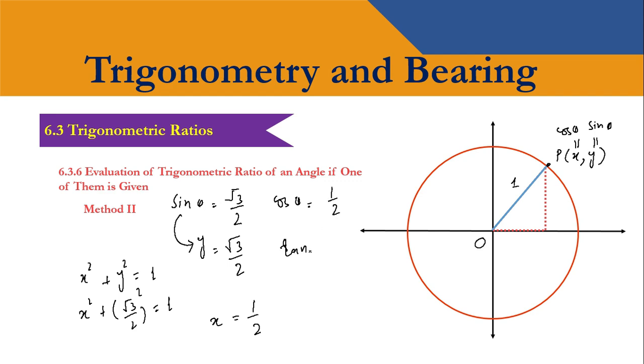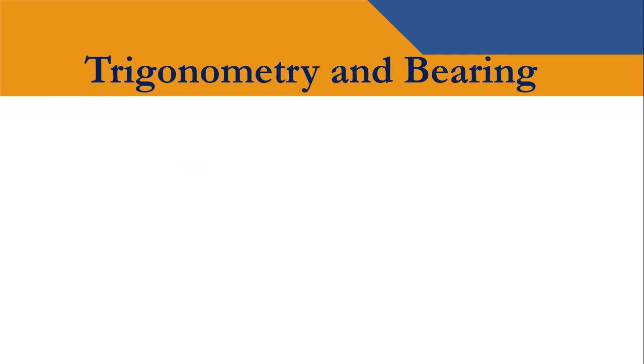The tan theta is equal to y over x. So y is root 3 by 2 and x is 1 over 2. So it will be root 3. And now we will calculate the remaining ratios by taking the reciprocal of sine theta, which is cosecant theta, and of cos theta, the secant theta, and the reciprocal of tan theta is cot theta. Hope you understand the second method. It is much easier than method number 1.